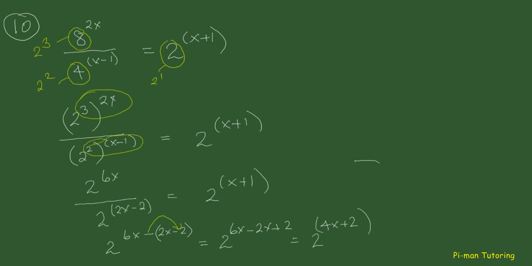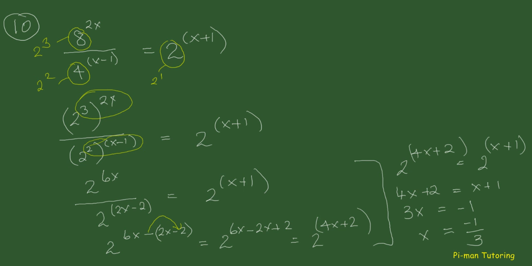And now these two give us the path to the solution. So we've got 2 to the 4x plus 2 must be equal to 2 to the x plus 1. And now we can simply equate the exponents. 4x plus 2 is x plus 1. Take away x from both sides, we get 3x. Take away 2 from both sides, we get negative 1. And therefore x is equal to negative 1 divided by 3.